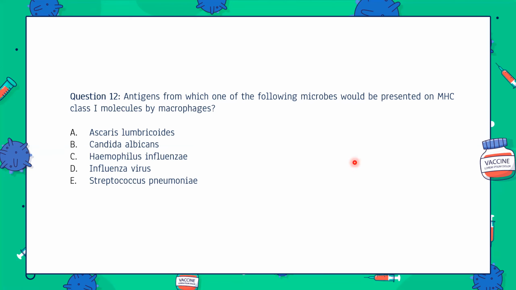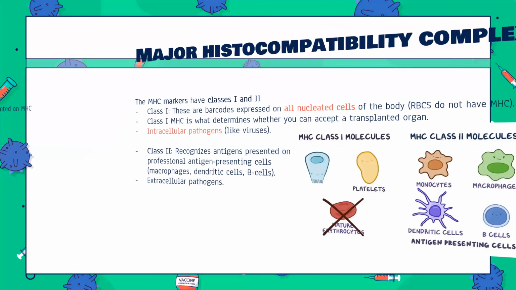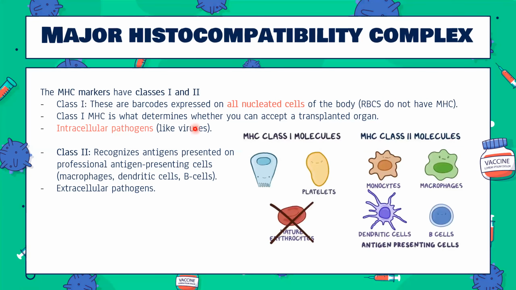Viruses, right? This is incorrect. It shouldn't be repeated twice. But yes, viruses. So either one of those would be the correct answer because it's the same. Oh no, Haemophilus influenzae is a bacteria. Haha, sorry. Influenza virus. Yes. So looking back at our slides, we're going to have intracellular pathogens like viruses present on MHC class 1. Okay?